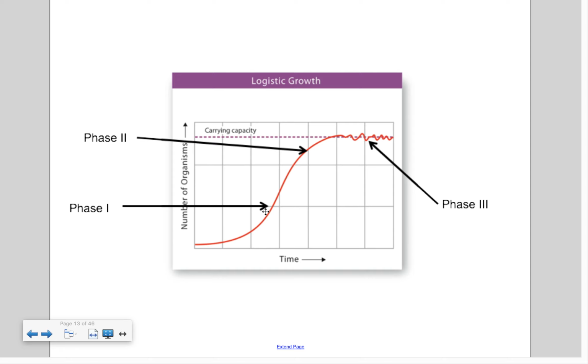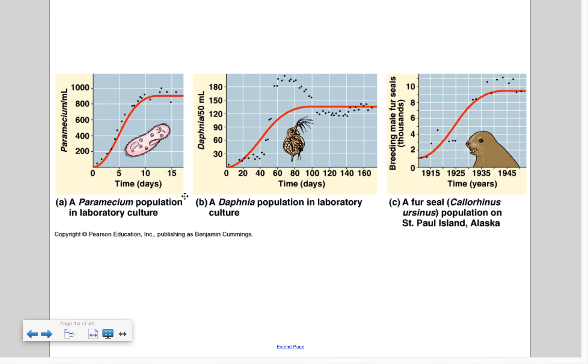So here's phase 1, rapid growth. Phase 2, it starts to slow down, and phase 3 is when we reach the carrying capacity. All right, some examples. Paramecium population in a laboratory culture, we see the rapid exponential growth, but then as there are many individuals, that culture can only support so many individuals, so we reach the carrying capacity. Same thing with Daphnia, or a seal population on St. Paul Island of Alaska.